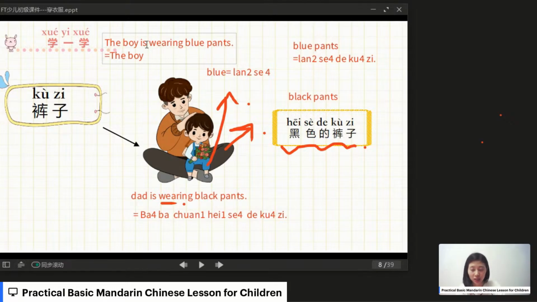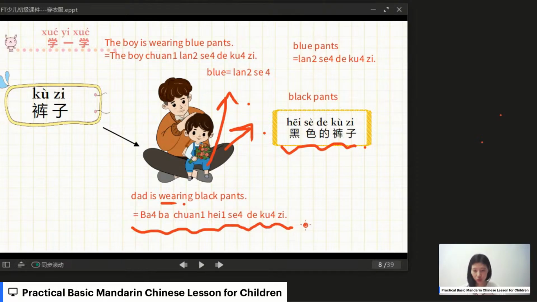So we can say the boy is wearing, that would be 穿 blue pants, right? Blue pants will be 蓝色的裤子. So one more time for this sentence, the boy 穿蓝色的裤子. So dad is wearing black pants, that would be 爸爸穿黑色的裤子. So the keyword is 裤子. And another word is 穿. So 穿裤子.